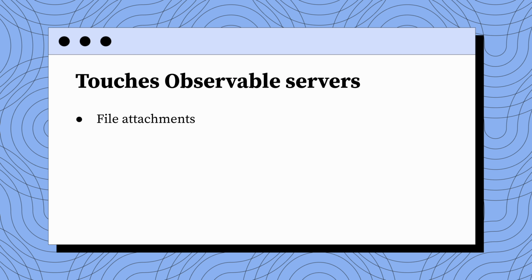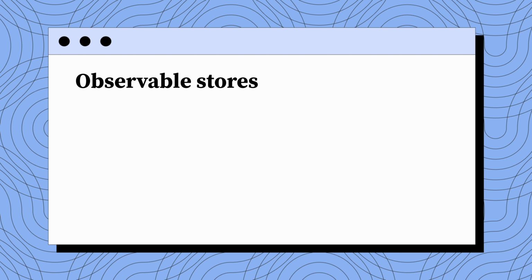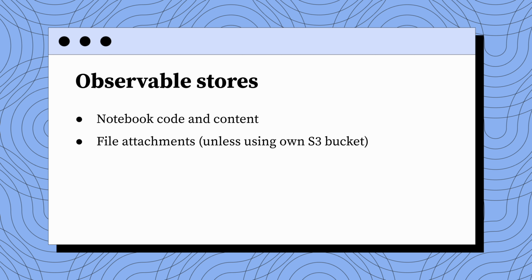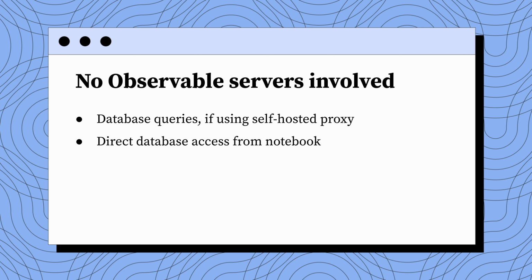So to summarize, your data passes through Observable when you use file attachments, cloud files, or databases using our database proxy. We store the content of notebooks, but the only data we store are file attachments. If you're an enterprise customer, you can use your own Amazon S3 bucket to store attachments instead. Your data does not pass through our infrastructure if you use the self-hosted database proxy, a database with a direct notebook connector, or another means of connecting to data directly from a notebook. File inputs also do not leave your user's computer and are never seen by us or anybody else.